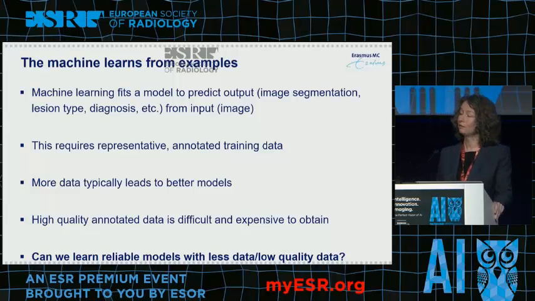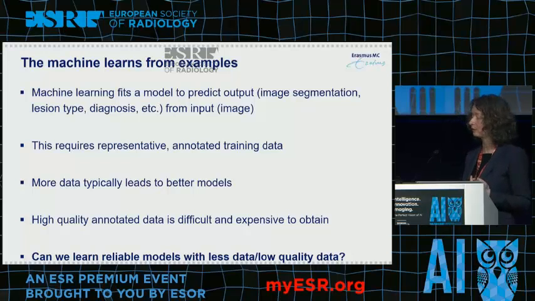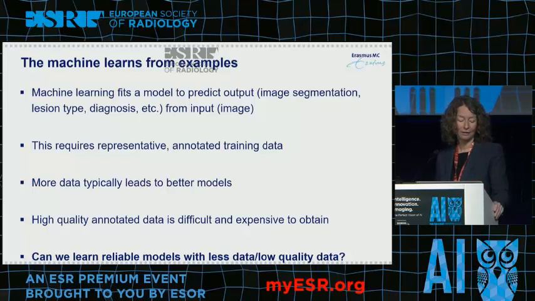So the machine learns from examples. Machine learning fits a model to predict output, image segmentation, lesion type, diagnosis, etc. from the input image. This requires representative, annotated training data. More data typically leads to better models, and high-quality annotated data is difficult and expensive to obtain. Now, one of the things we need to look into is whether we can learn reliable models with less data or low-quality data.